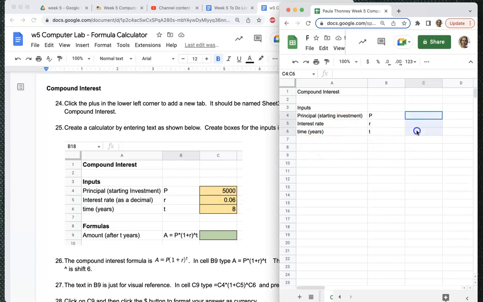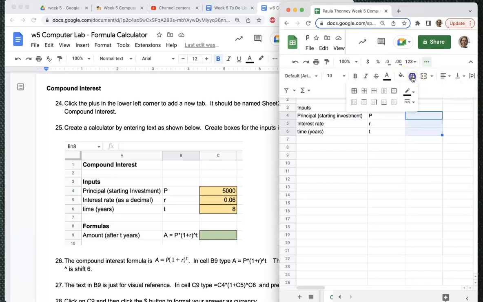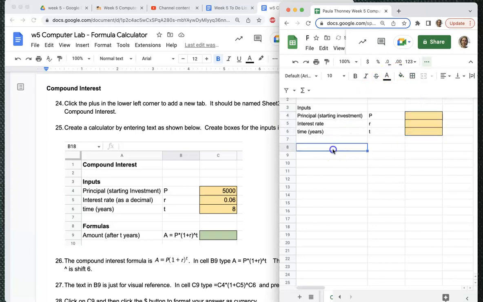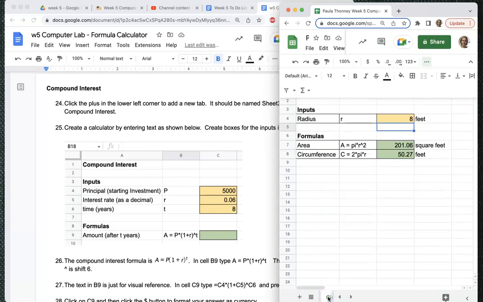And I'm going to have 3 boxes for those inputs. And I'll outline those. And I'll shade them in yellow because they're my inputs. And now I'm going to have my outputs, or formulas. What did I call them before? Formulas. Okay, that's what we're doing here too.